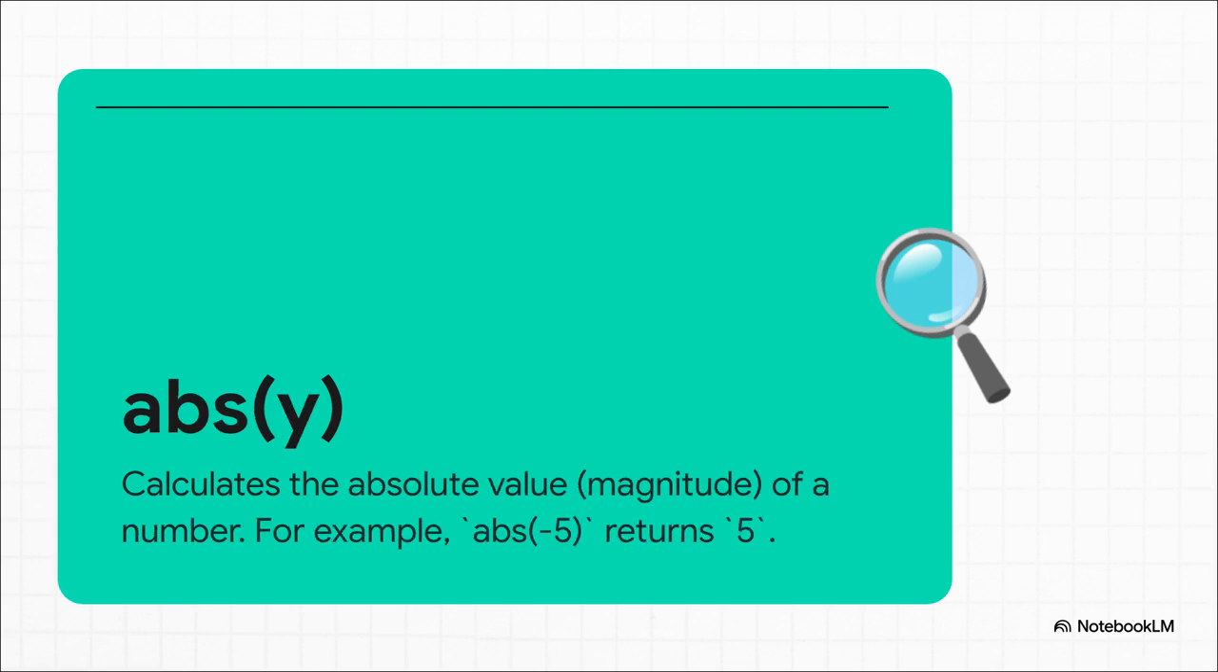What if you only care about how big a number is, and not whether it's positive or negative? That's where abs for absolute value comes in. It's all about the magnitude. Give it abs(-5), and it just returns 5. This is perfect for when you're calculating things like distance or the size of an error.